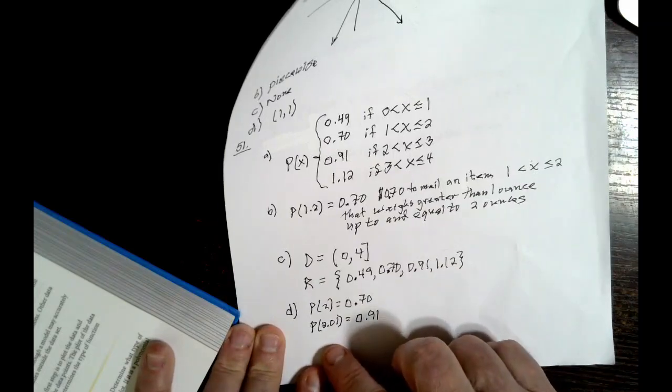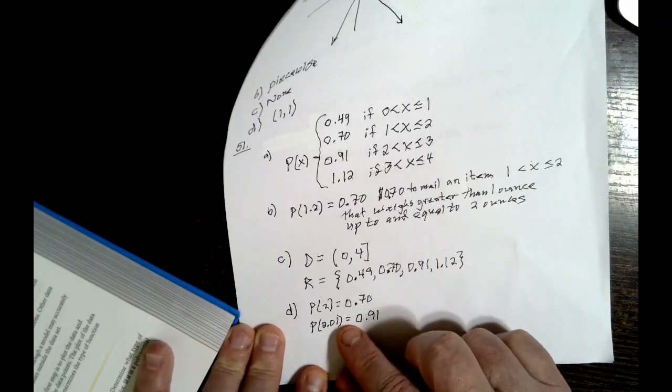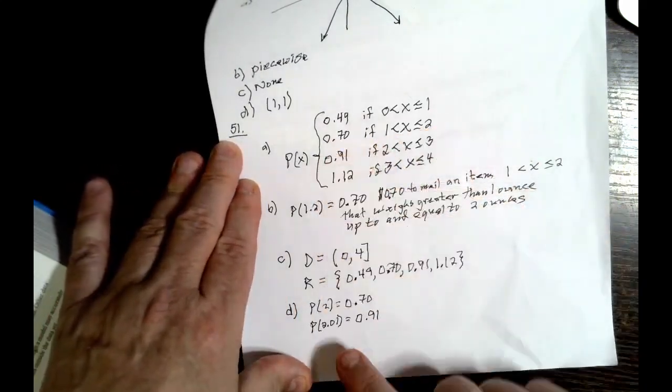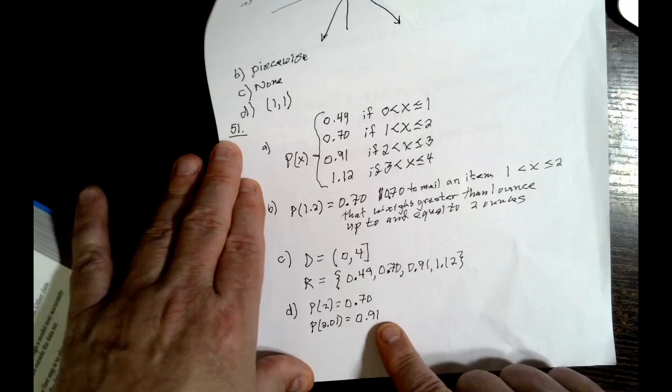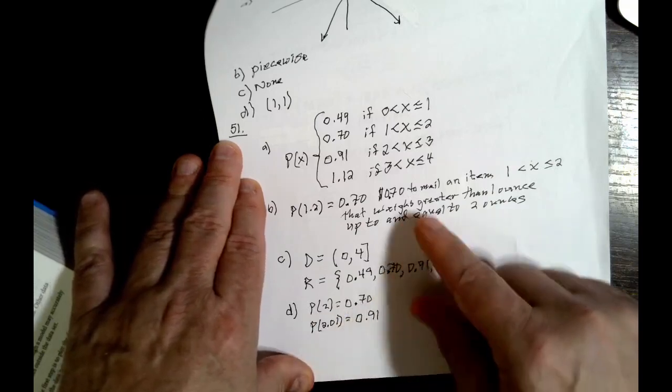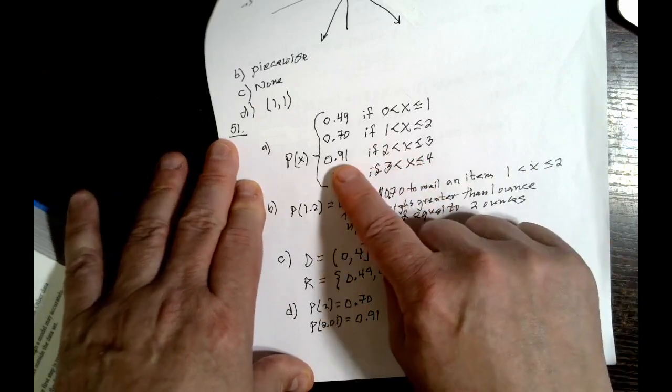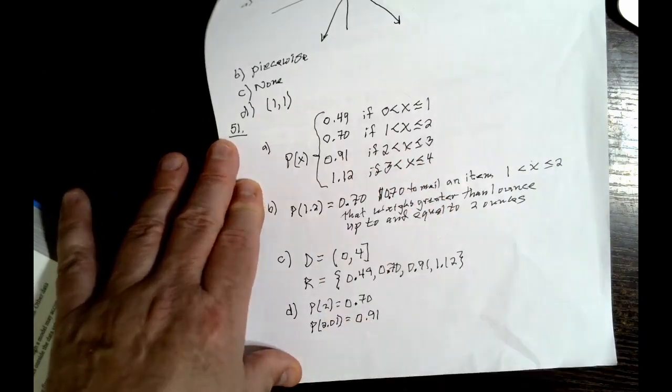And then D says, what's P of 2? P of 2 is actually this one right here, which is 70 cents. Oh, P of 2 is 70 cents, right? And then P of 2.01, which is slightly bigger than 2. Now you got the next line down, which is 0.01.